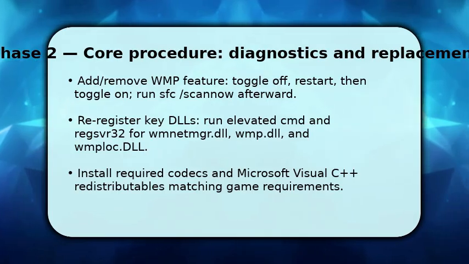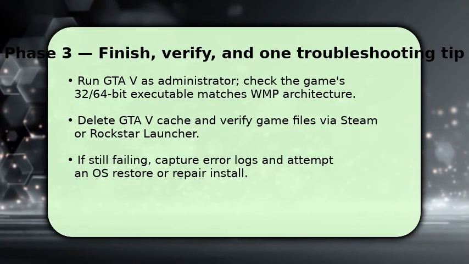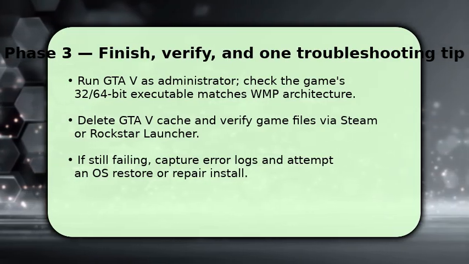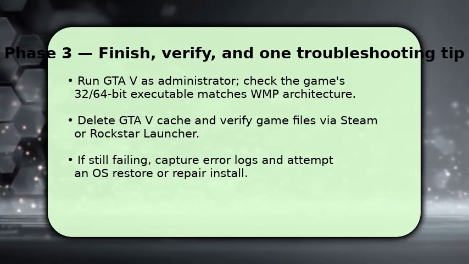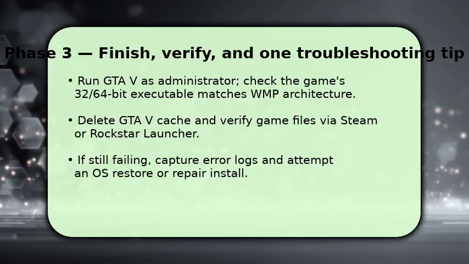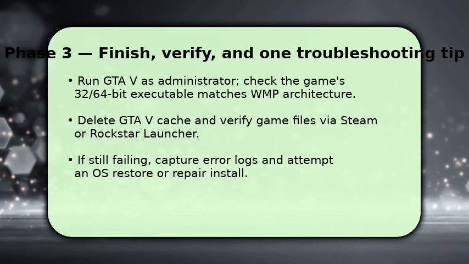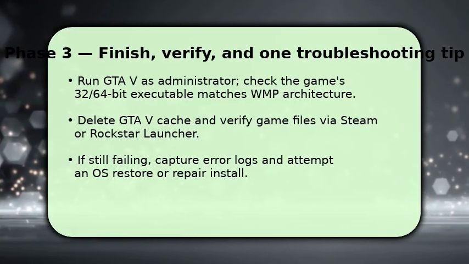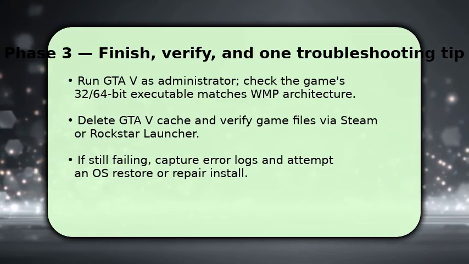Finally, run GTAV with elevated rights and ensure you launch the correct game executable for your system architecture. A 64-bit game may fail to detect a mismatched WMP install. Clear the game's cache and use Steam or the Rockstar launcher to verify game files so missing detection hooks are refreshed. If the problem persists, gather the game and Windows error logs and try an OS repair or system restore point. This often fixes deep registry or COM misconfigurations that prevent WMP from being detected.